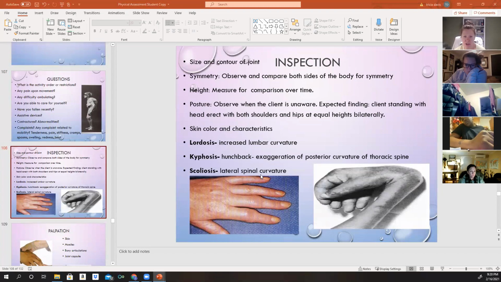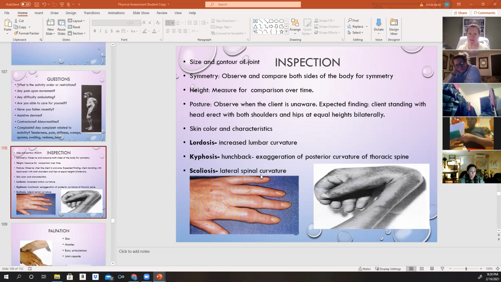You are going to observe and compare both sides of the body. So you're going to be looking at the legs and comparing both of the legs. You're going to compare both of the arms, both of the hips. You're always comparing. You want to make sure that you're going to check their range of motion and their muscle strength. You're going to make sure that it's equal on both sides.